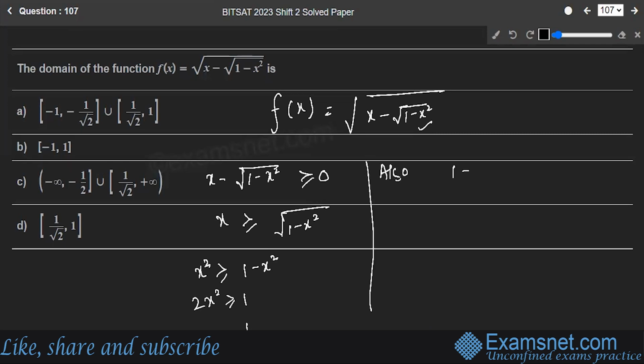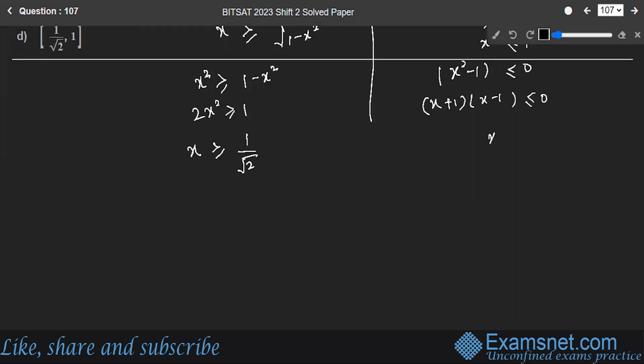Also, 1 minus x squared should be greater than 0. This gives you 1 should be greater than or equal to x squared, or x squared should be less than or equal to 1. That makes the two factors: x squared minus 1 is less than or equal to 0. That is, x plus 1 into x minus 1 should be less than or equal to 0. So that makes x lie between -1 to 1.